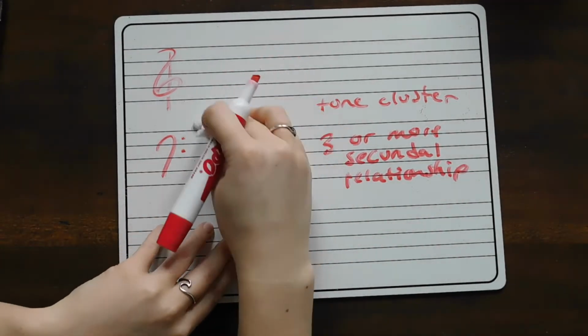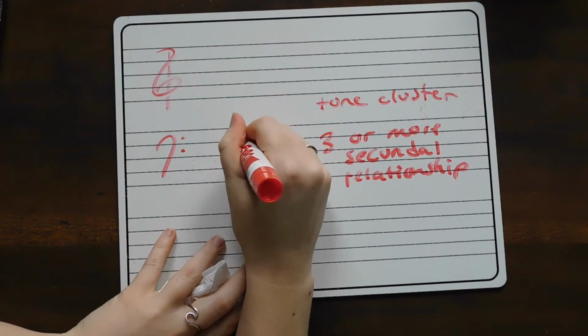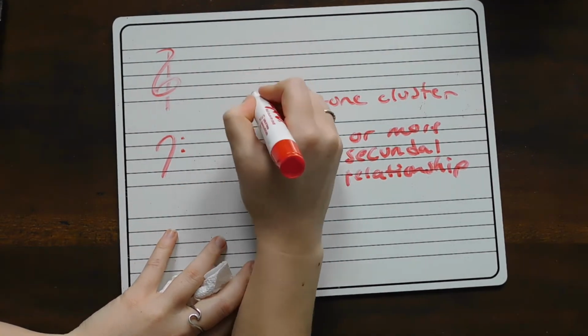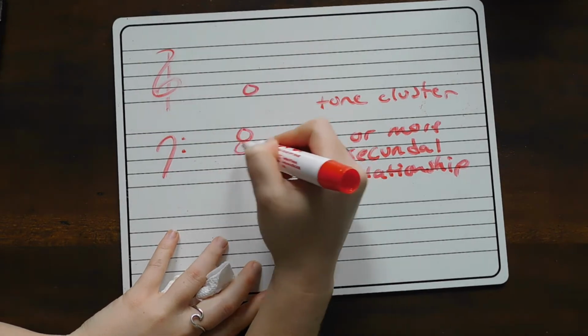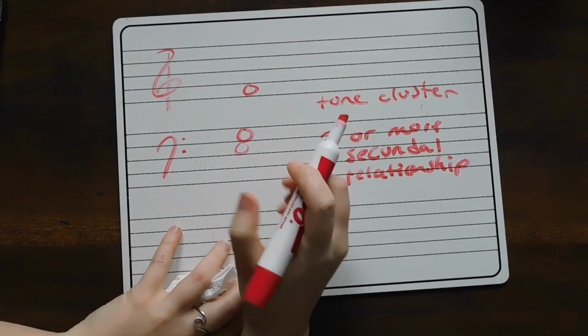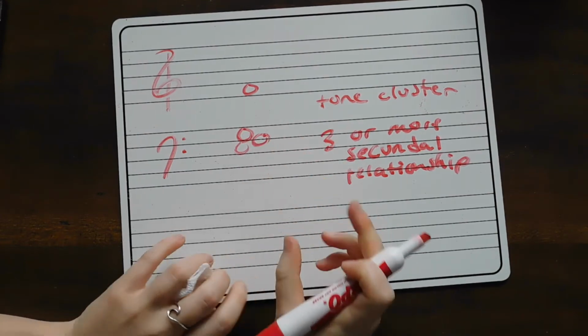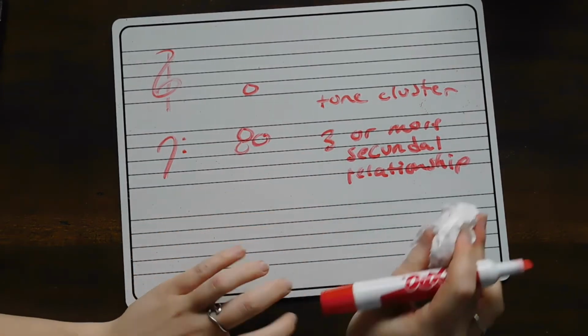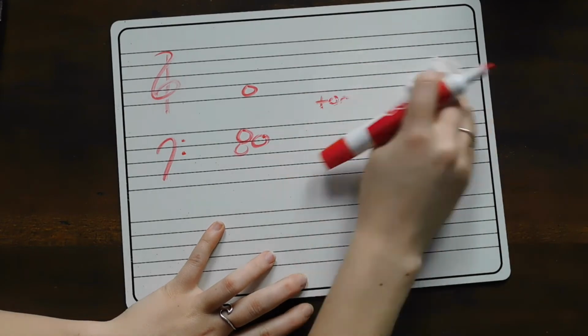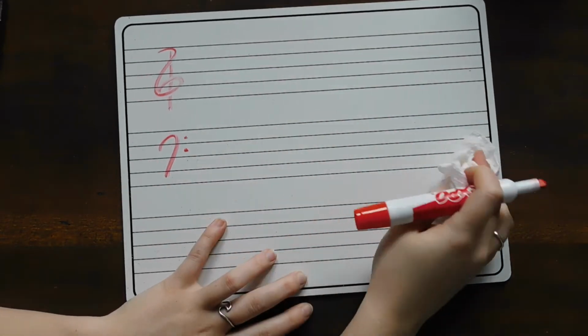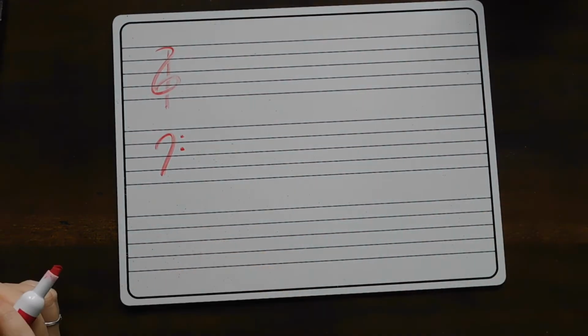Which is different than stacking seconds when they're spread out, like what we were doing, the G, and then let's say we have an F there. This is secundal harmonies, but it's not a cluster, right? Because it's actually spread out. The clusters start when they're literally just clustered together. So basically a tone cluster is a special kind of secundal harmony, okay?